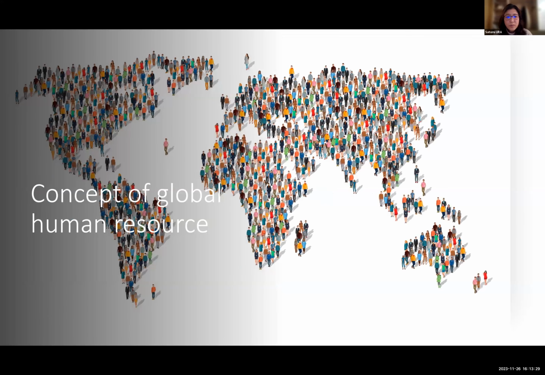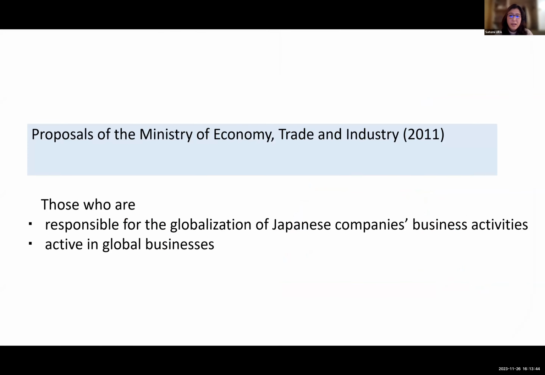Let me start with what is meant by global human resource. In this era of multinational collaboration and mobility, global human resources embody diverse skills and cultural awareness. And the economic, government, and industry sectors seek those who are responsible for the globalization of Japanese companies and business activities.